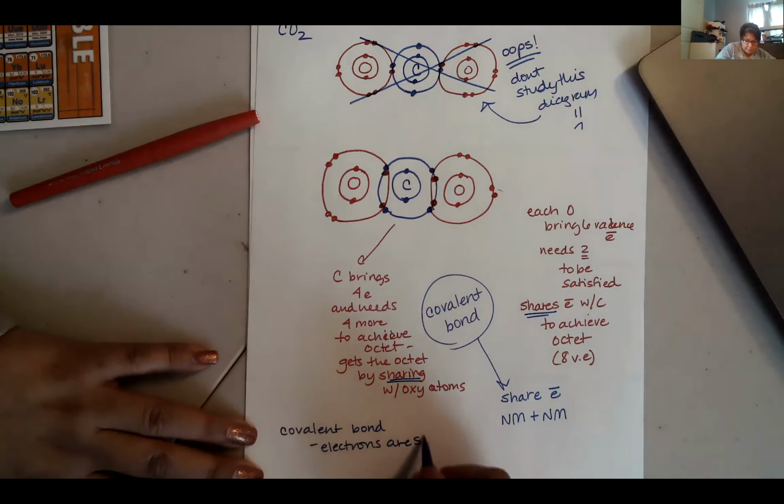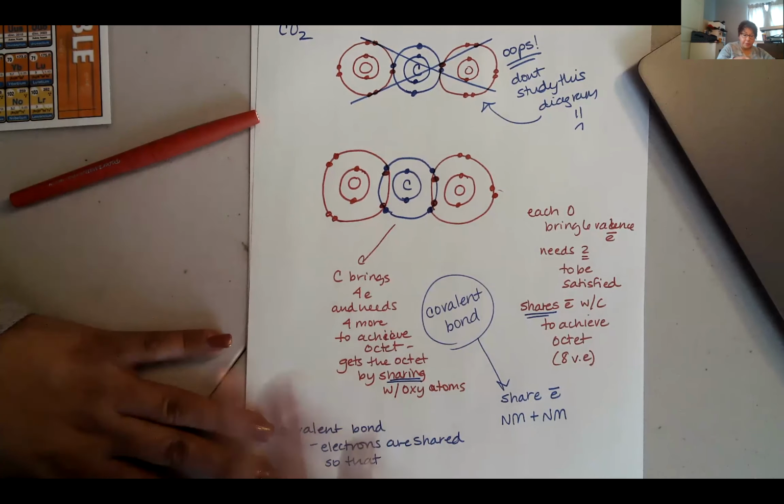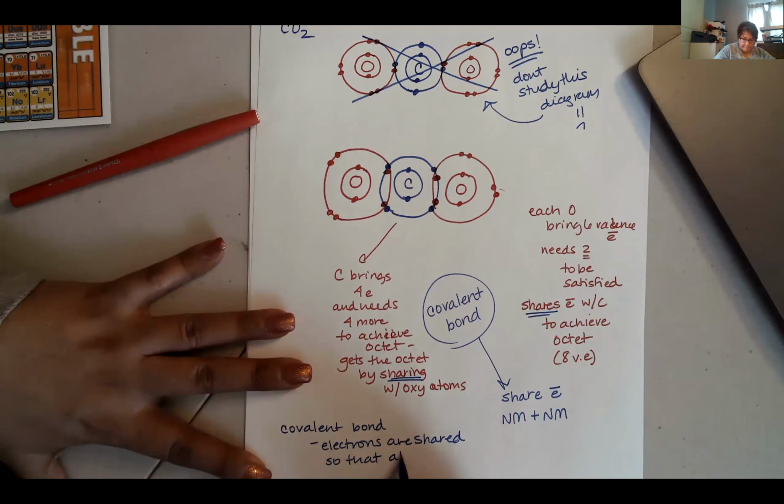And we share those electrons so that the atoms involved in the bond can achieve the octet, which is 8 valence electrons.